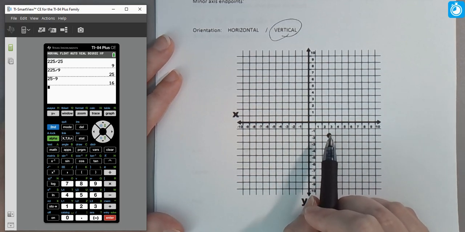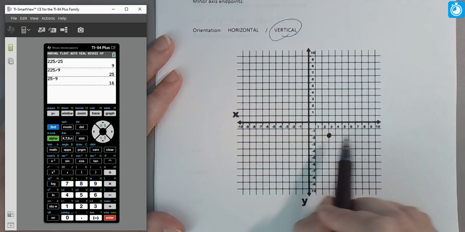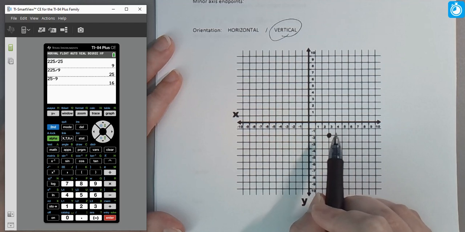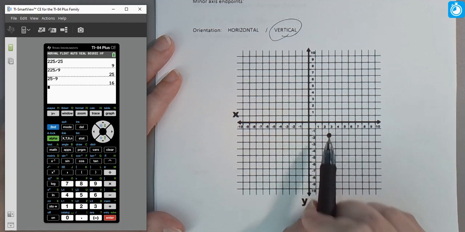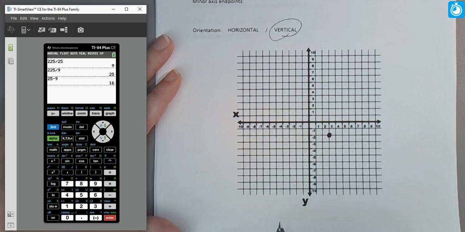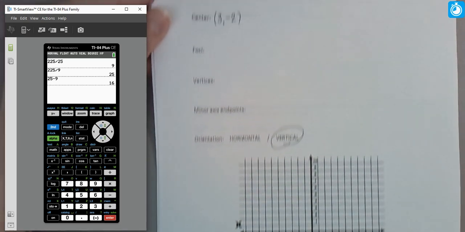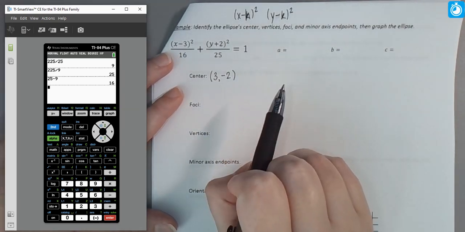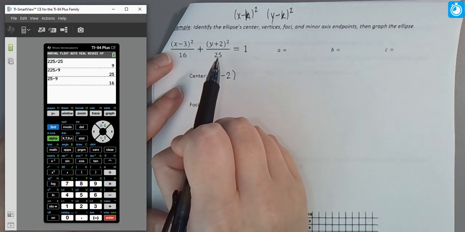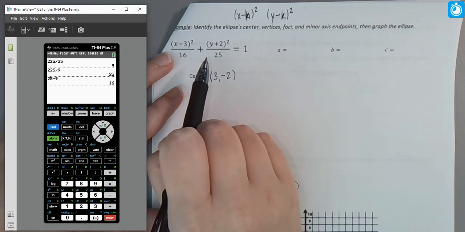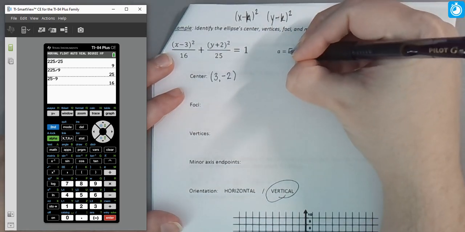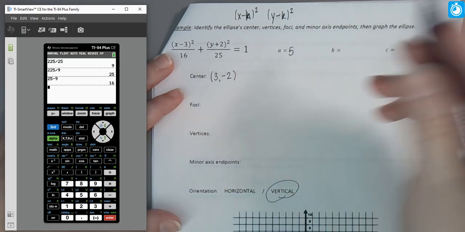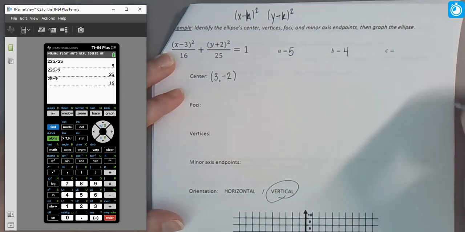If that's the case for the major axis, that means the minor axis is going to be horizontal, which means we're going to hold the y coordinate constant and then add on to x and then subtract from x based on whatever our value for b is. So after that, it all comes down to a and b and then what we find for c. So a is always related to the larger of the two denominators. In this case, the larger denominator is 25. So a is going to be the square root of 25, which is 5. b is going to be the square root of 16, which is 4.